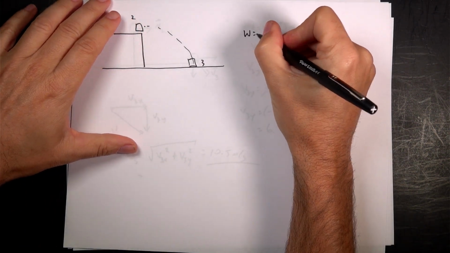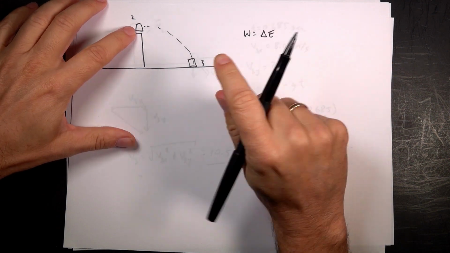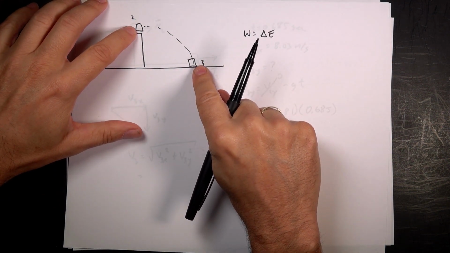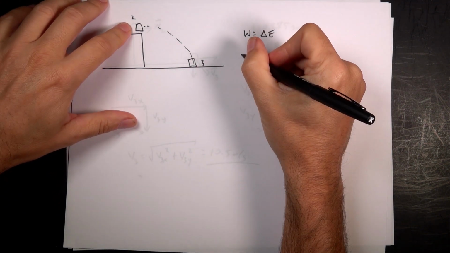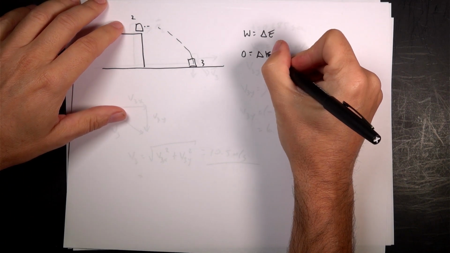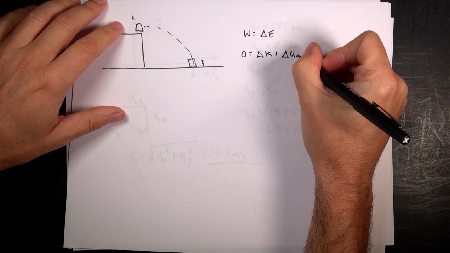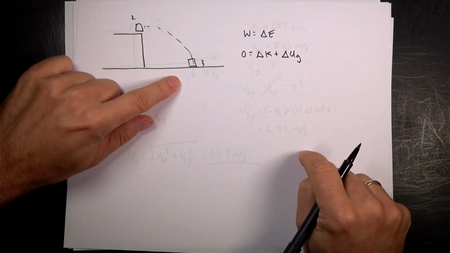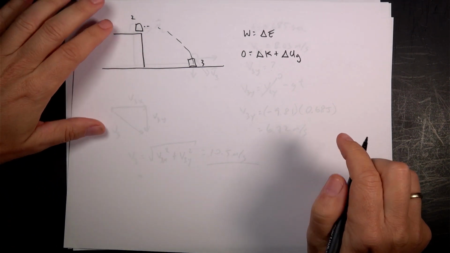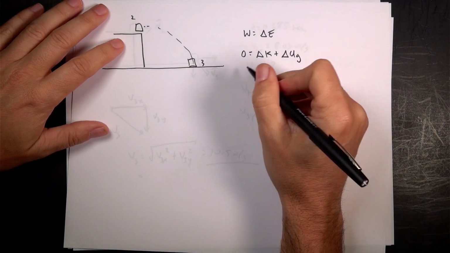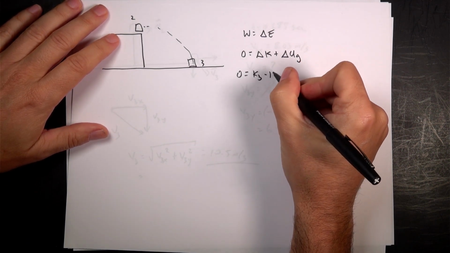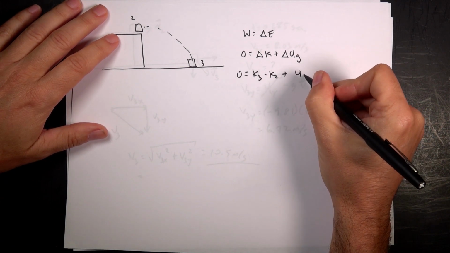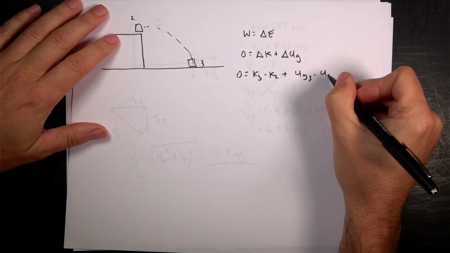So I can say work is the change in energy. Again, going from here to there, there's nothing that does work on the system, because there's no normal force. There's no air resistance, I guess. So I have 0 work, and that's going to be the change in kinetic plus the change in gravitational potential. There's no change in spring potential going from here to there because there's no spring. And so I can say 0 equals K3 minus K2 plus UG3 minus UG2.